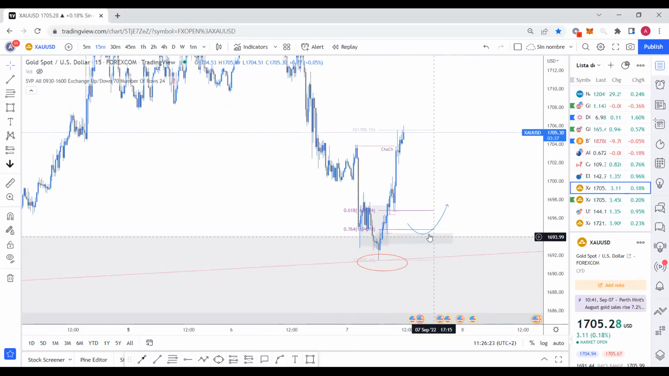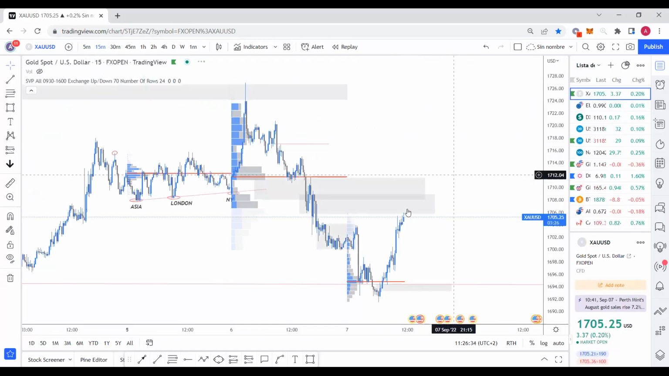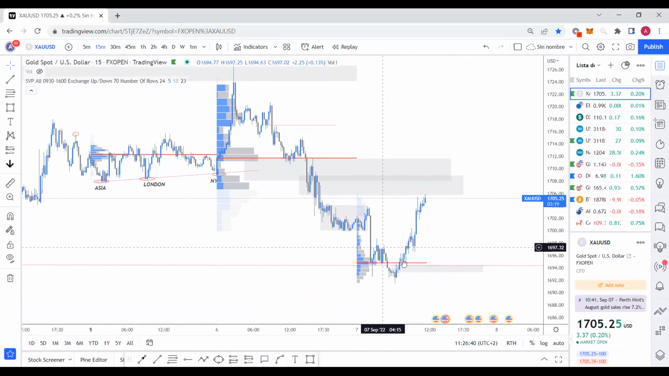And like always, I like to add the point of control as an extra confluence, okay? Usually when you have all of these confluences, you will always get a 30 pip move from the zone, okay? 90% of the times you will get at least a 30 pip move from the zone, okay? It's essentially the same, okay?